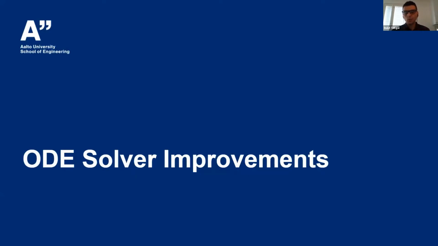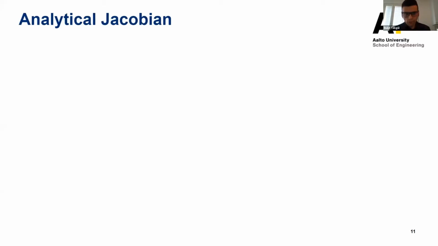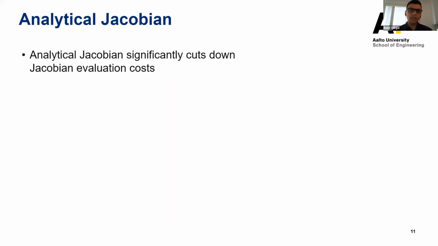So when I go to all these solver improvements, I'm sorry for rushing. I just want to get things completed in 10 minutes. So first of all, we did a complete overhaul of the Jacobian class, and we implemented an analytical Jacobian, and it significantly cuts down the Jacobian evaluation.